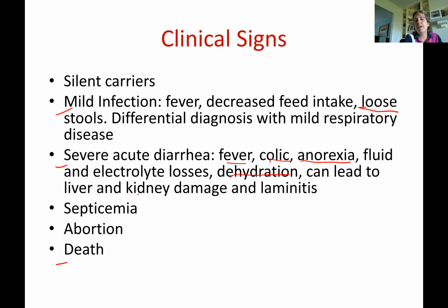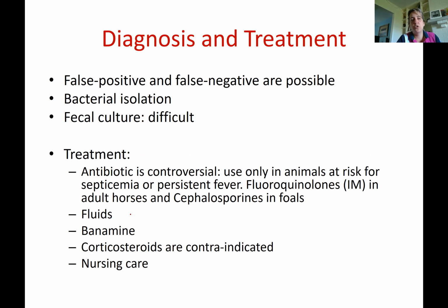dehydration, liver and kidney damage, okay, laminitis. That's a huge thing when a horse is toxic. Anytime a horse has diarrhea, laminitis can be a problem, okay? And if the horse doesn't die of the diarrhea, they can actually die because of the laminitis. So that is important for all of us to understand. Septicemia, I already talked about that. If the mare is pregnant, she can abort, and it can lead to death.